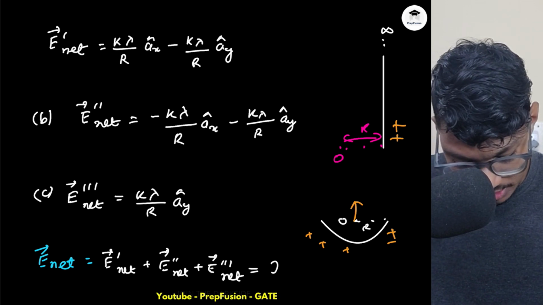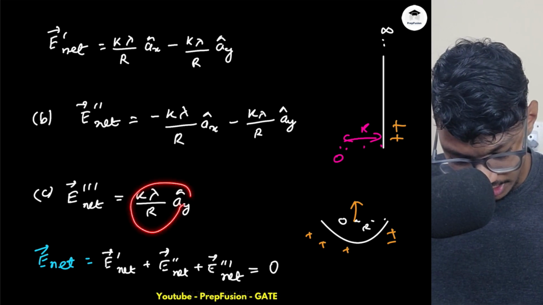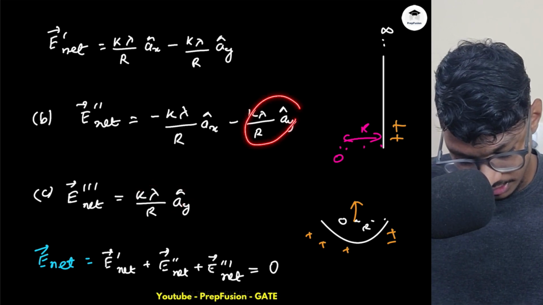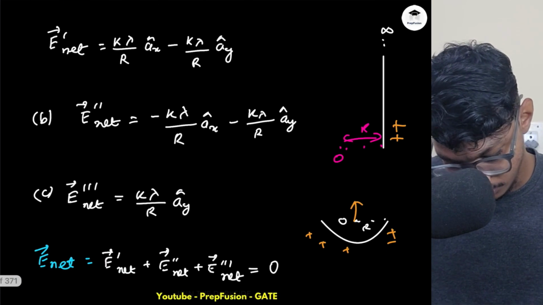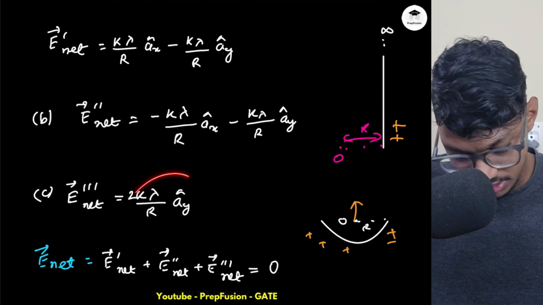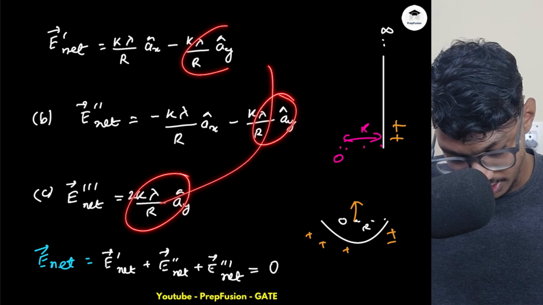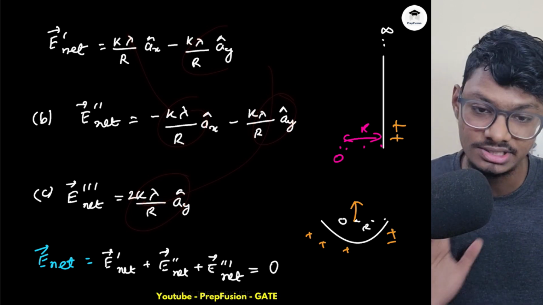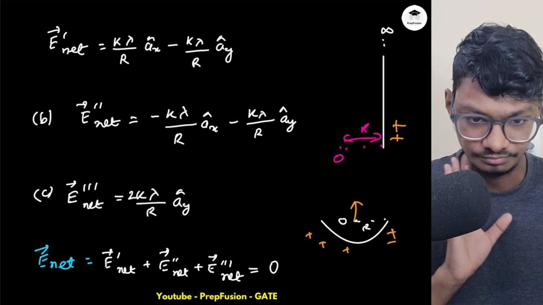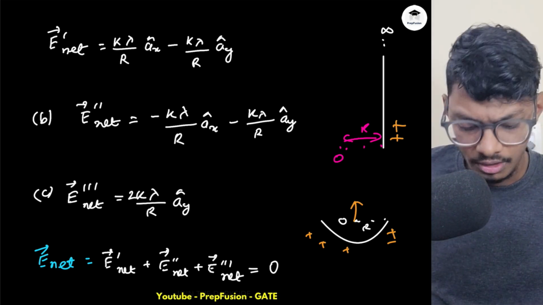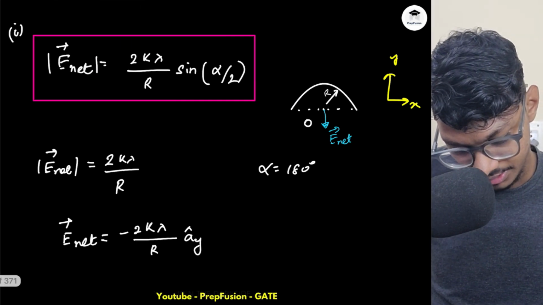So it will be simply 0, because k lambda by r ay and this k lambda by r ay, this will get... sorry, there was a 2 as well, that's why I thought this should have been 2. This and this plus this will totally get cancelled, and this will get cancelled, so hence everything gets cancelled. So it will be simply 0. Pretty straightforward, right?